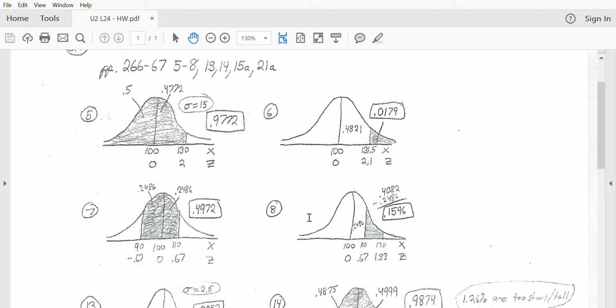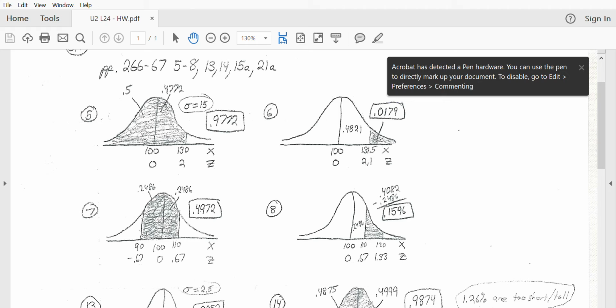The directions for number 5 say, assume that adults have IQ scores that are normally distributed with a mean of 100 and a standard deviation of 15. Number 5 says, find the probability that a randomly selected adult has an IQ that is less than 130. So, less than 130, I drew that picture on my screen.